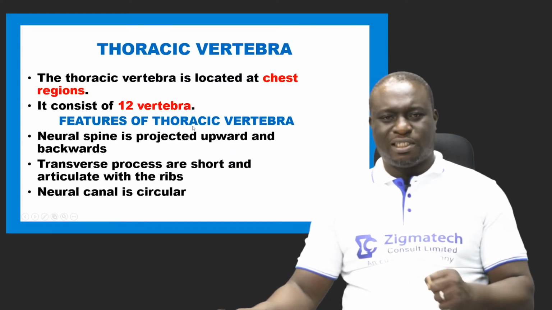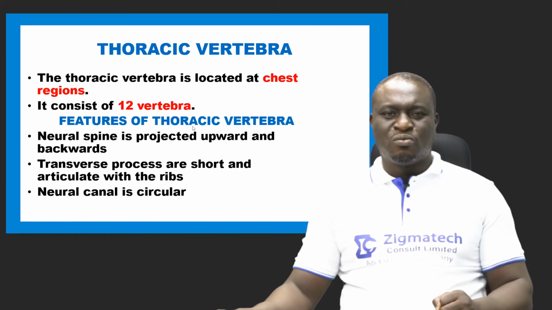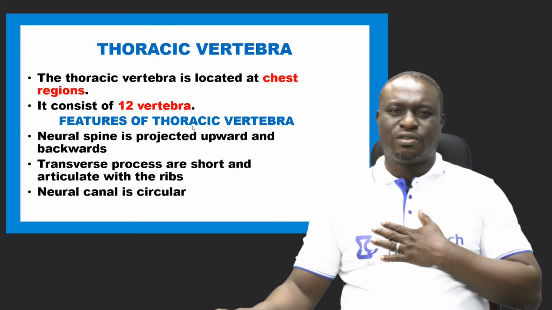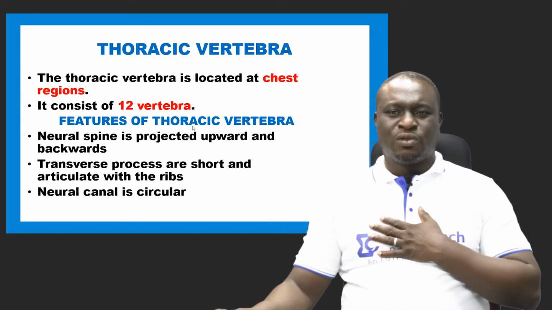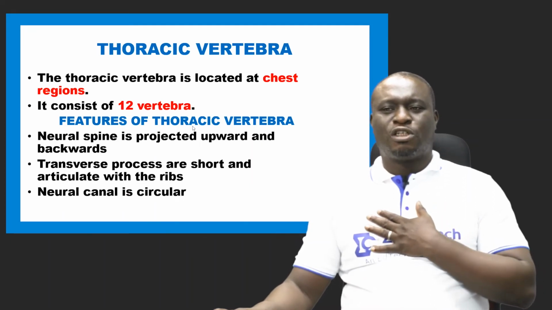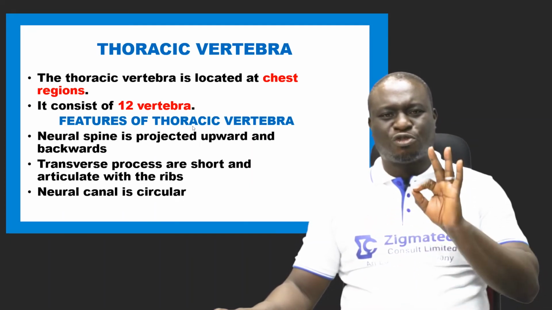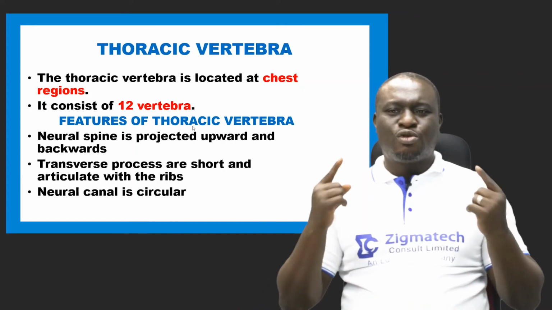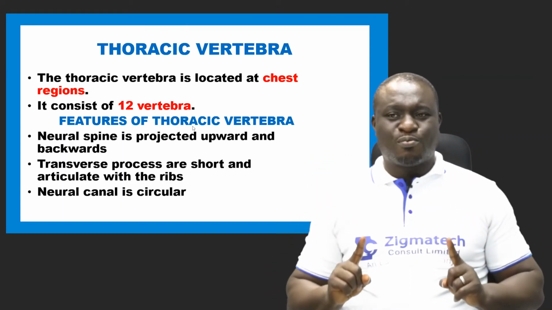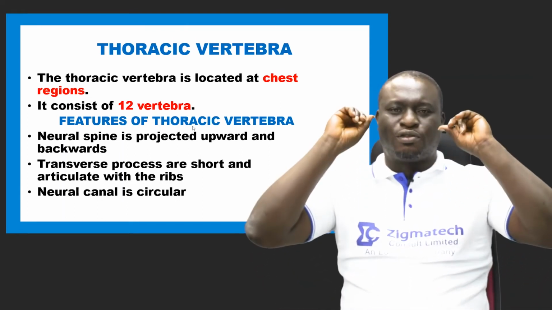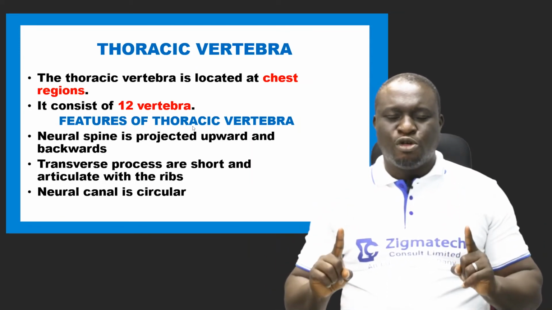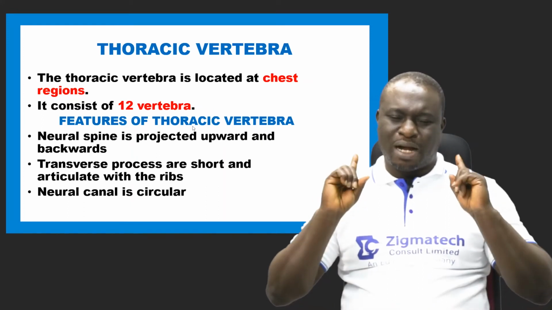Let's move to the next group of vertebrae found in the vertebral column, and that is the thoracic vertebrae. Now, the thoracic vertebra is located at the chest region, and it consists of about 12 vertebrae. Now, the features of the thoracic vertebra are just 3. One, the neural spine is projected upwards and backwards, mostly in a thoracic vertebra.